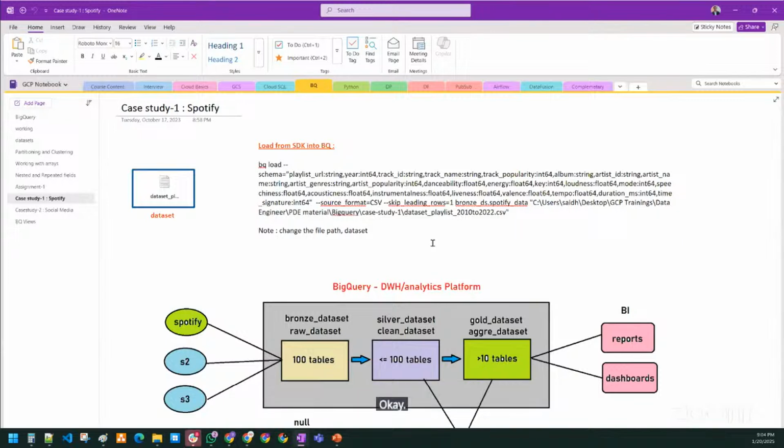Yes, inbuilt conversions are there, various conversions from different sources to BigQuery. Correct.